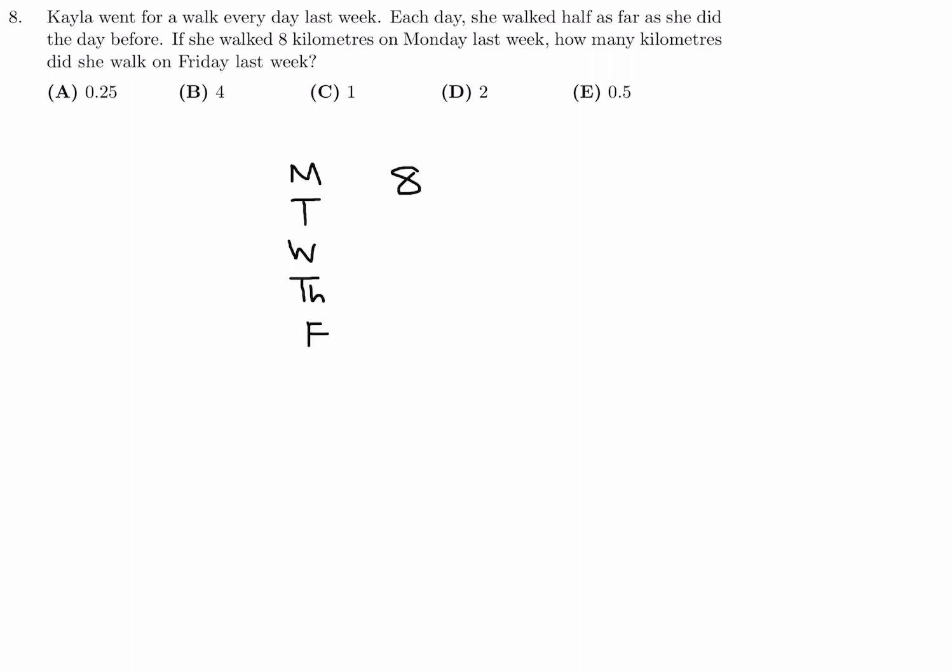Monday she walked 8, so each day she walks half the amount that she did the previous day. So on Tuesday it would be 4, Wednesday 2, Thursday 1, and Friday a half, or 0.5. So on Friday last week she walked 0.5, so that means for number 8 the answer is E.